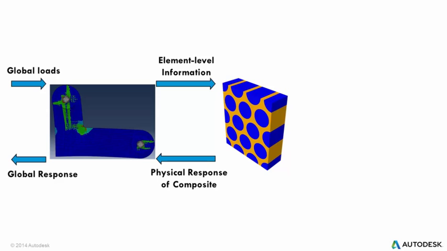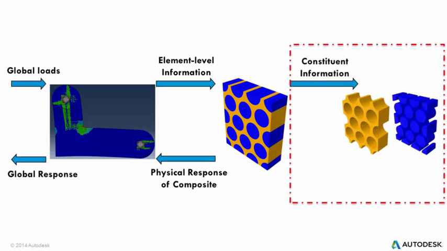Autodesk Helius PFA uses a multiscale approach to initiate and propagate damage by working at the fiber and matrix level. The fiber and matrix information is acquired and generated with minimal impact to both the user and the finite element analysis. Using information at the constituent level more accurately represents the failure mechanisms of the composite material.